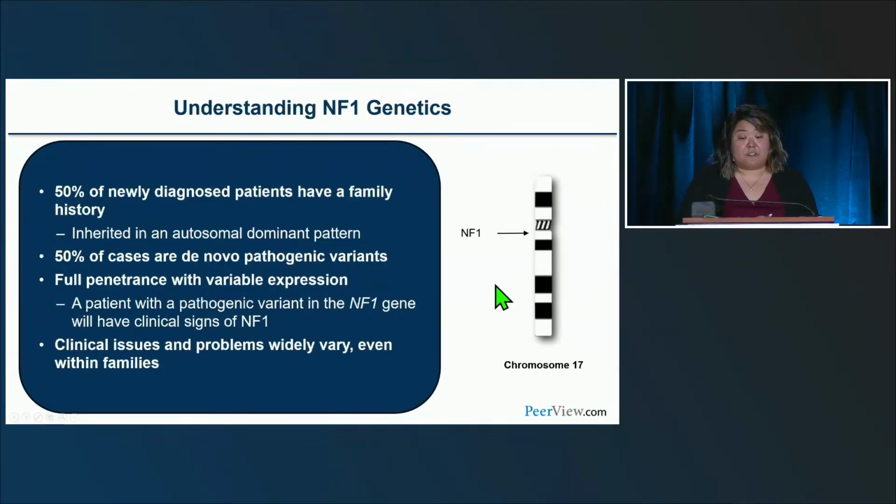This is more for your reference, but as a brief background on NF1 genetics, half of our patients with NF1 inherit the NF1 gene change in an autosomal dominant pattern, and half of the cases happen de novo. We have full penetrance with variable expression, meaning that if someone has a gene change in their NF1 gene, then they will have some clinical signs of NF1. However, the actual clinical signs of that NF1 phenotype may vary, even within families with the same genetic variant change.